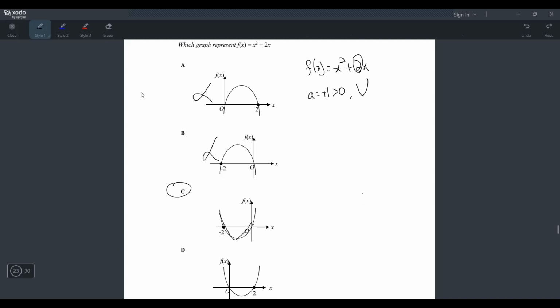answer is either C or D. And if you look at C, the x-intercept is 0 and -2. But for D, the x-intercept is 0 and 2. So what you can do, you can just find the x-intercept. How to find intercept? You ganti y equals 0. So when you ganti y equals 0 means f(x) equals 0. So x squared plus 2x equals 0.